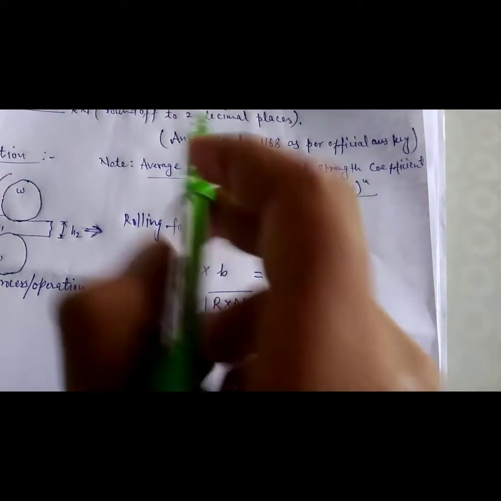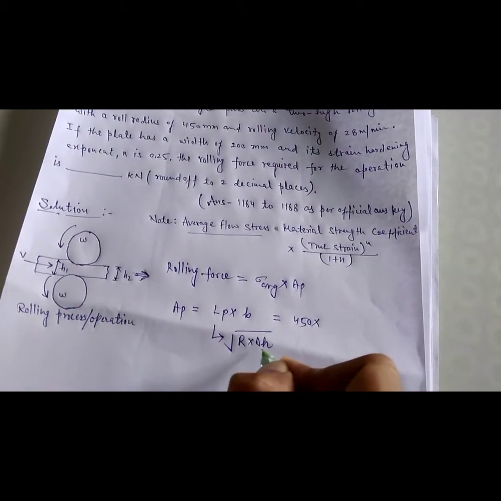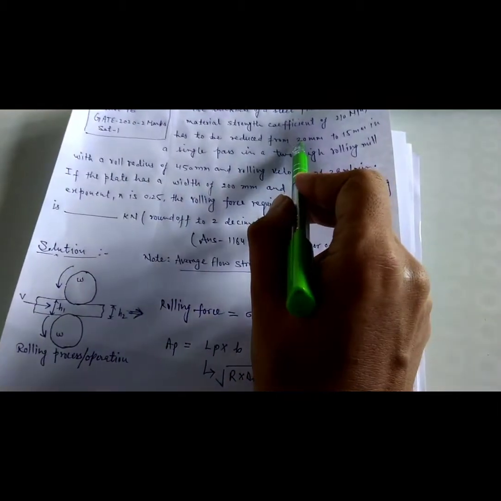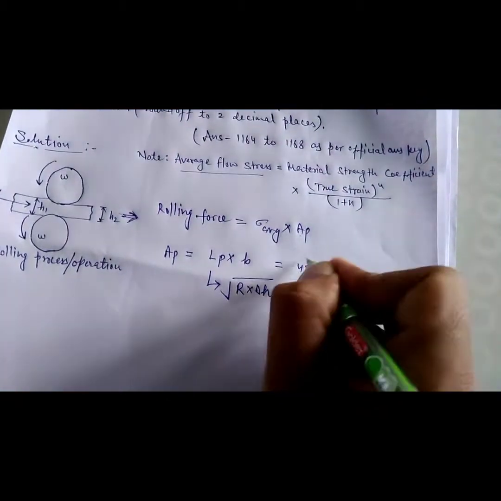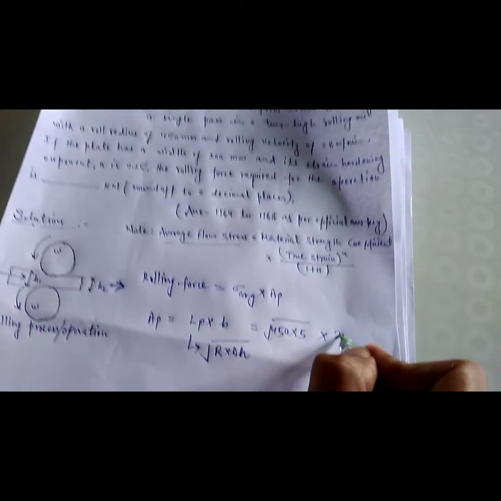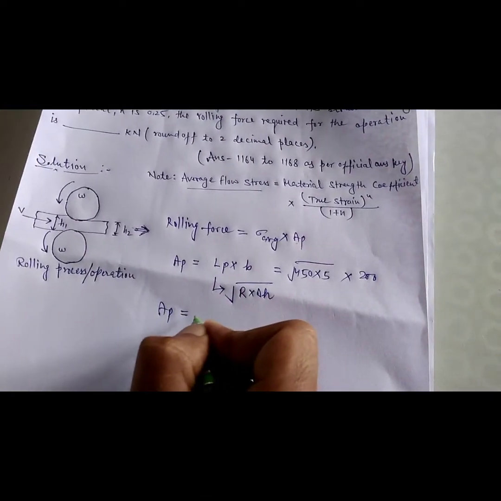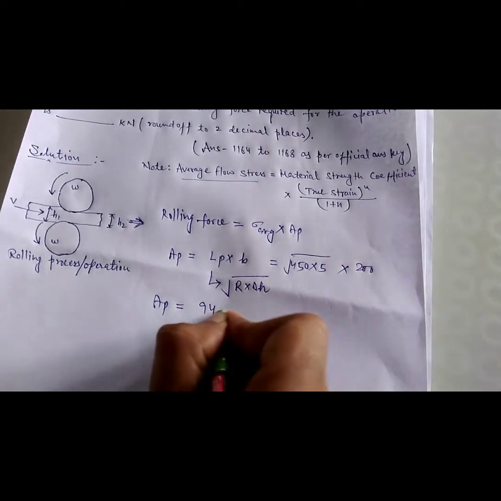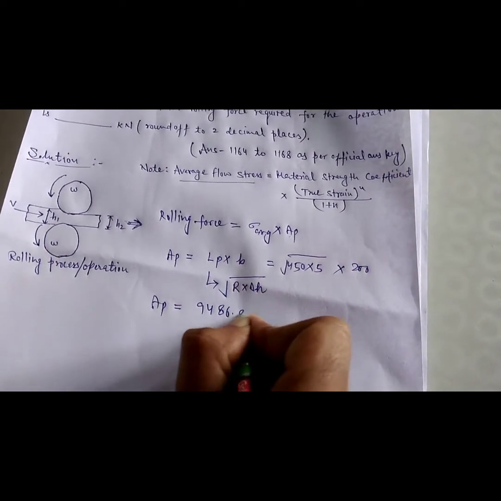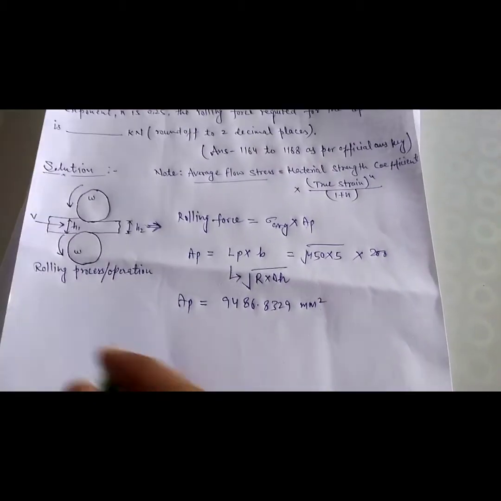R is the radius of the roller which is equal to 450 mm, into reduction in the thickness, which will be equal to 20 minus 15, which is 5, and into B, width 200. When we calculate this value, AP will be equal to 9486.8329 mm square.